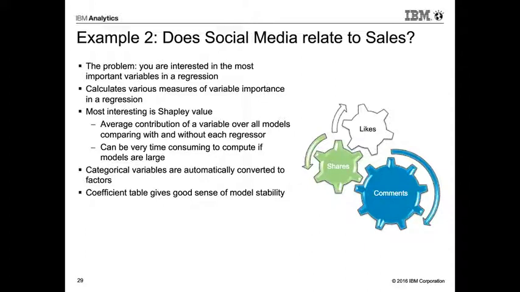So this idea of a Shapley value regression is fantastic because it allows us to not only estimate how much do likes, shares, and comments explain the next day's ticket sales, but also how much did each one of these things independently contribute compared to the others.